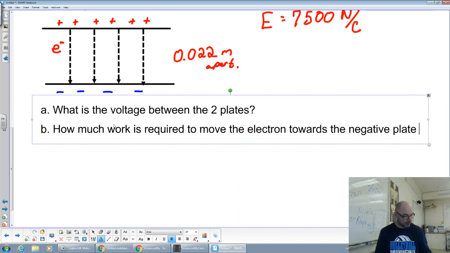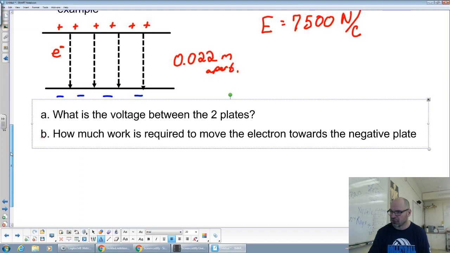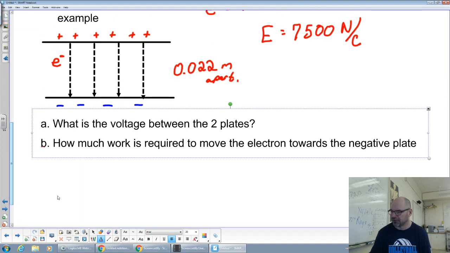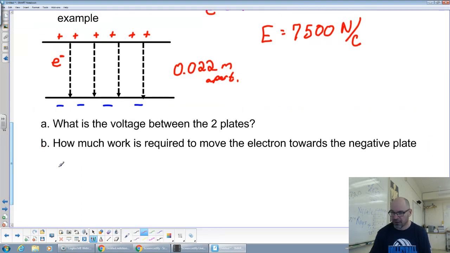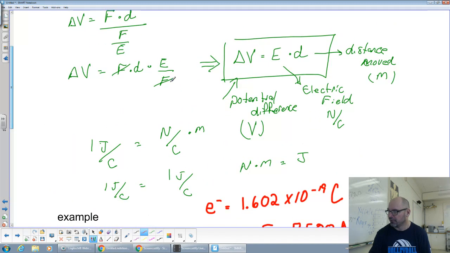Okay. You're like, well, don't you have to know the distance if you're going to move it? Well, not necessarily, because you're going to end up using the work equation. So, okay, the distance between the two plates. So we want to find what is the voltage between the two plates. So we can use the equation that we had up here, E times D.